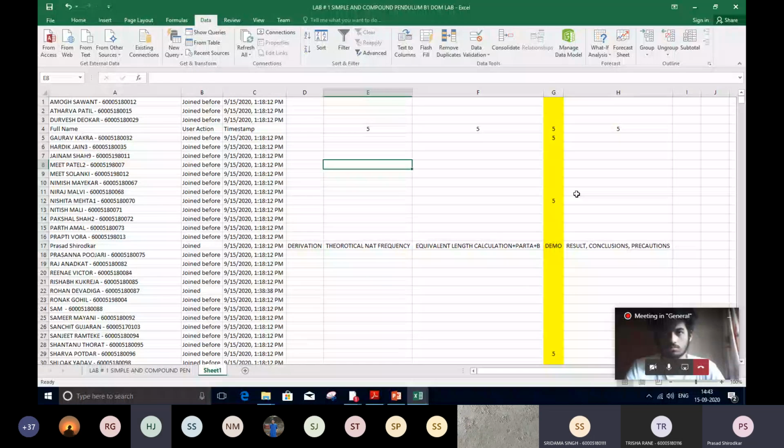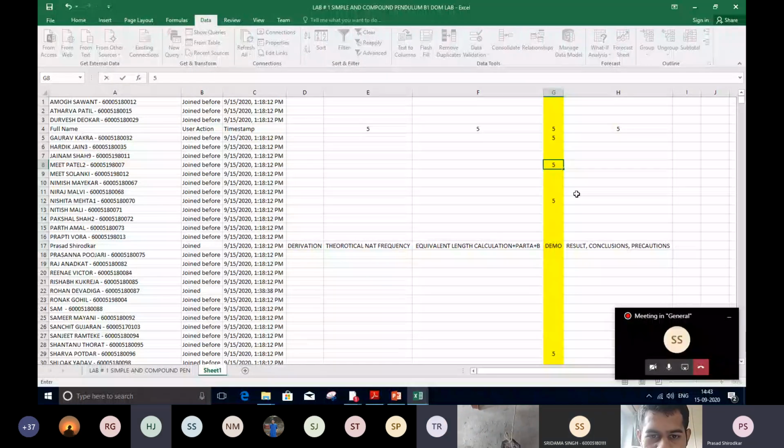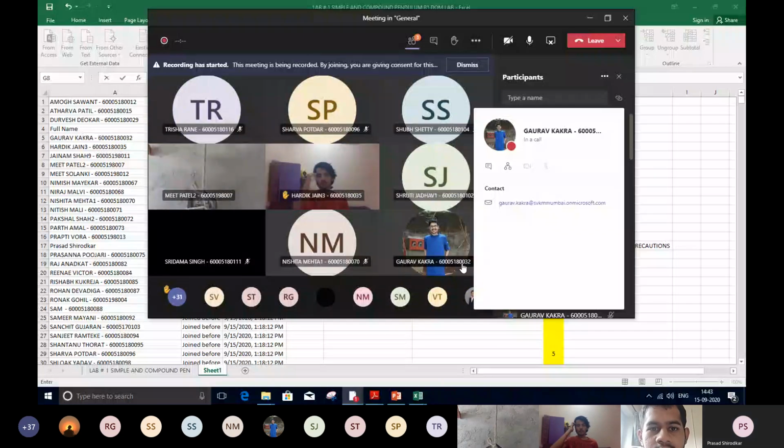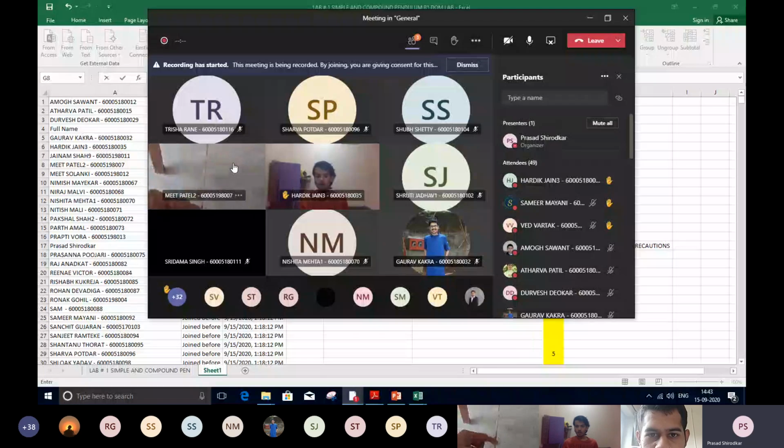Meet Patel, go ahead. Equivalent length is 32 centimeters. 32 centimeters. How much time did you get for this reading? 32 centimeters. There is something wrong. You check your calculation.